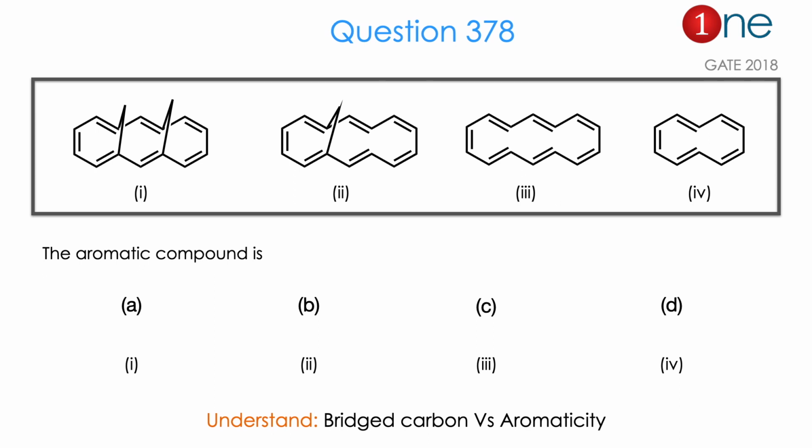So the choices can be anything. Basically, you have to play between the Huckel rule, analyze the conjugation, and analyze the pi electrons. So from the question of 4 different structures and aromaticity, you might realize the question is really about the bridged carbon influence versus aromaticity. The answer is A. Let us see how.